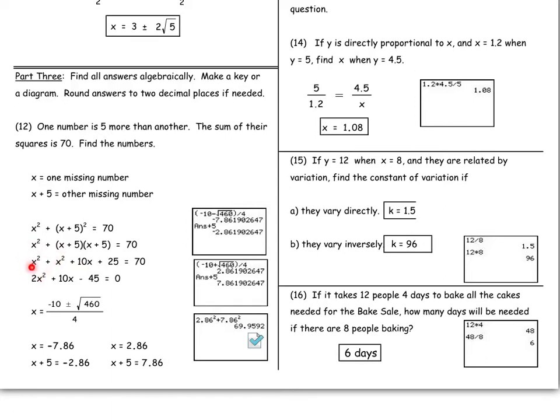Because of the x squareds, I knew I had to get it to equal 0 so I could use the quadratic formula. I changed the sign of the 10, plus minus square root, and when I did 100 minus negative 8 times 45 is 360, I ended up with 460 in here. I used my calculator. First I did negative 10, take away rad 460, the whole thing divided by 4. And again, watch out for the parentheses here. If you don't have them, you're going to get the wrong answer.